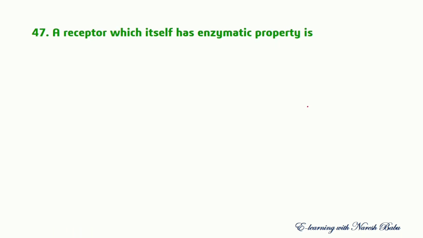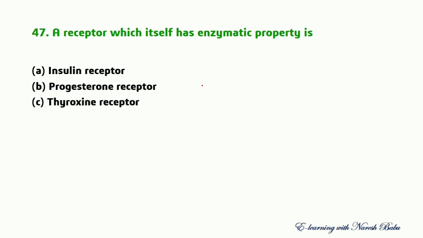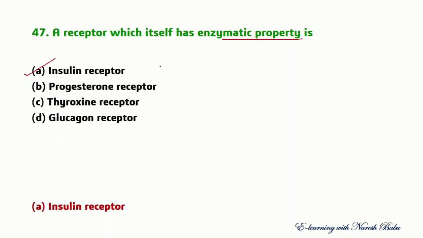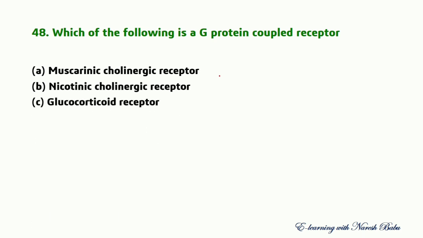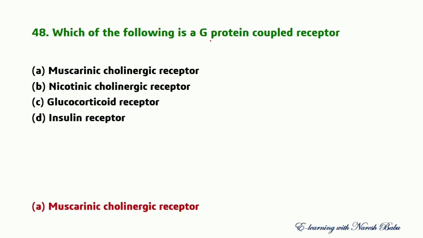Next question: a receptor which itself has enzymatic properties. That is the insulin receptor, progesterone receptor, thyroxine receptor, or glucagon receptor. The one having enzymatic properties is the insulin receptor. So next question: which of the following is a G protein coupled receptor: muscarinic cholinergic receptor, nicotinic cholinergic receptor, glucocorticoid receptor, or insulin receptor. The muscarinic cholinergic receptor is a G protein coupled receptor.